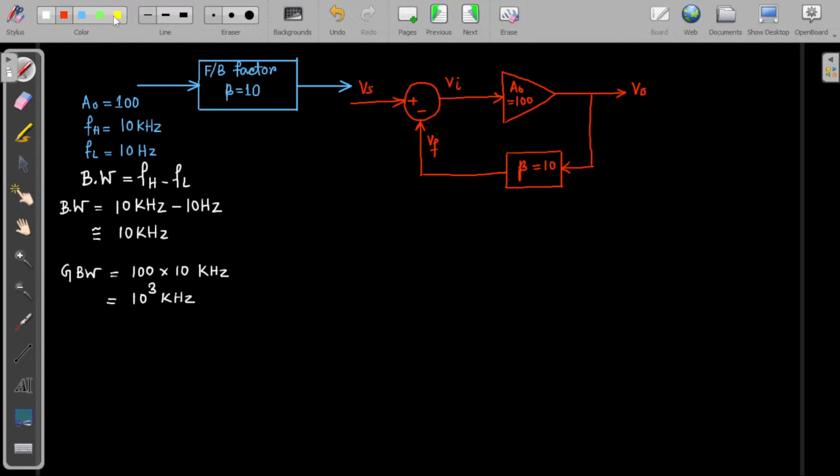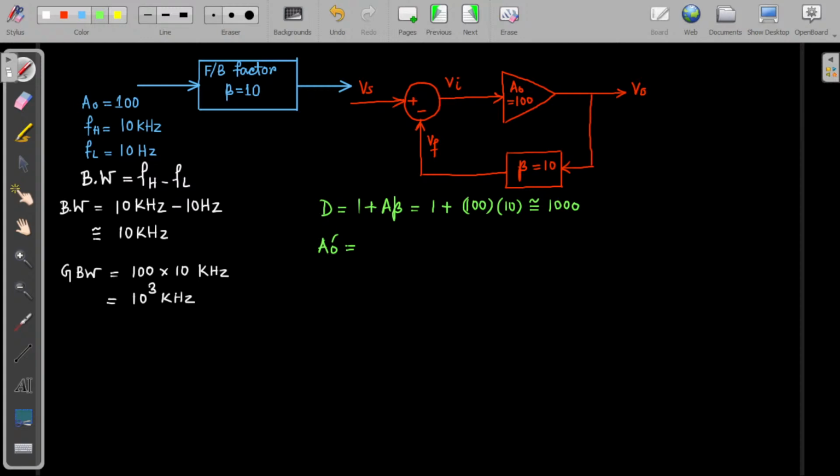First of all, if we want to calculate the desensitivity factor, what is the desensitivity factor? D, that is 1 plus A into beta. So what will be the value of 1 plus A into beta? That is 1 plus A value 100 and beta value 10. So A into beta, if I approximate, will be 1000. It will be 1000.